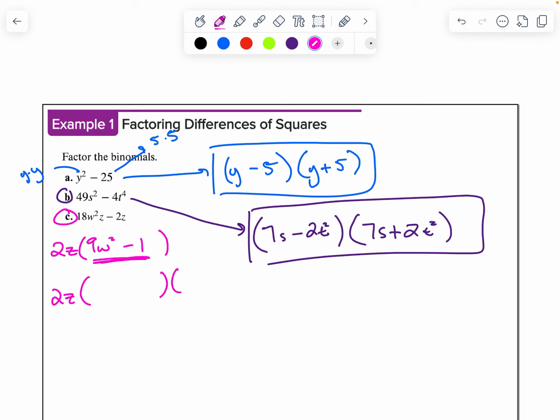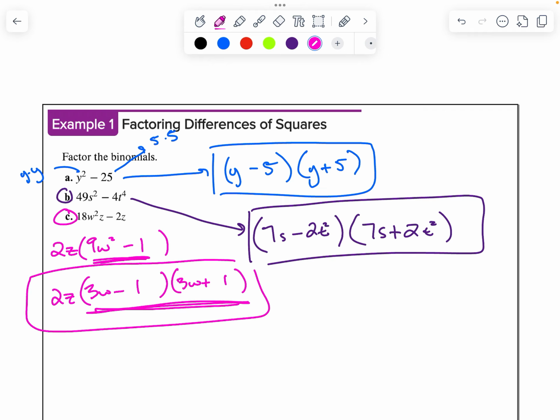And now I'm going to break apart the 9w squared minus 1. What times what equals 9w squared? I need the same thing in both slots. 3w and 3w make 9w squared. I know I'll have one with a minus and one with a plus. And wouldn't you know it, 1 times 1 is 1. And so there's my final answer. Notice that this one took a couple of steps, right? We had to factor a GCF out first, and then what we had was a difference of squares.